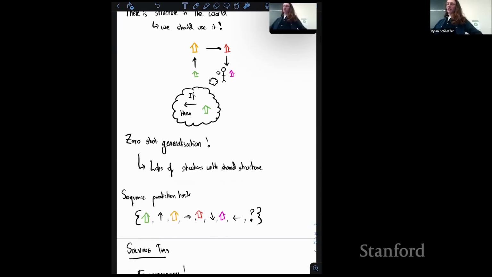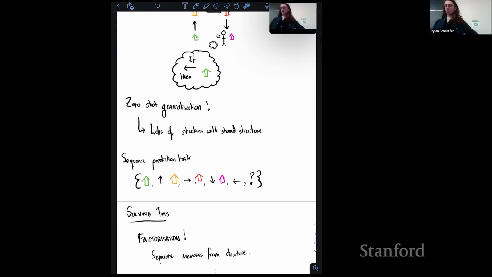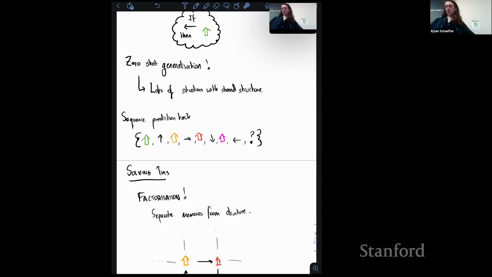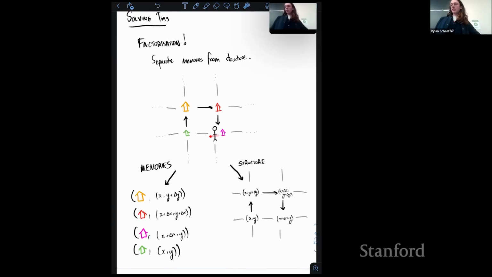The way we're going to try to solve this is based on factorization. You can't go into one environment and just learn from the experiences in that one environment. You have to separate out the structure and the experiences you're having so that you can reuse the structural part, which appears very often in the world. So, separating memories from structure. Here's our separation of the two: we have our dude wandering around this 2D grid world, and you want to separate out the fact that there's 2D space, and that it has these rules underlying it.